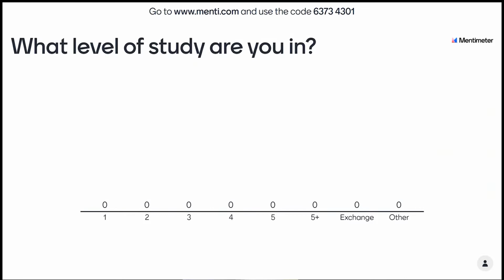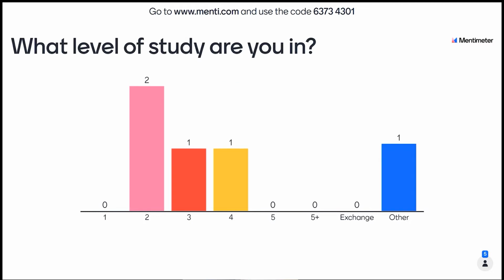Is it visible now? Yeah. Perfect. So if you go to www.minty.com and add the code there to the field that is asked for and submit your level of study, then we can get an idea of who we're talking to and potentially align our communications accordingly. The poll should be live, and there we go. Seems to be working. That's great.